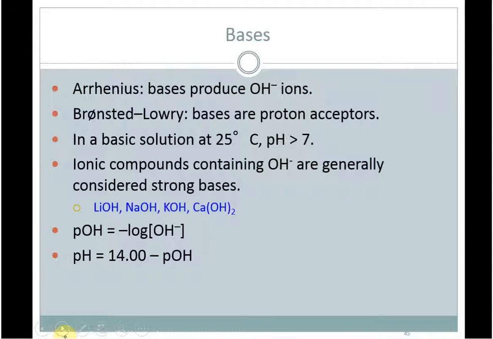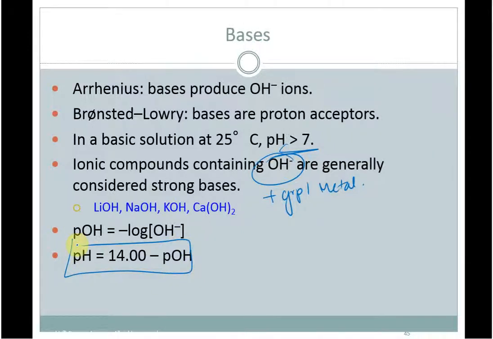Now, they're going to have pHs that are greater than 7. And generally, our ionic compounds containing an OH with a group 1 metal are our strong bases. We can calculate pOH the same way we calculated pH, negative log of the hydroxide. And we still have this relationship where pH plus pOH is going to be equal to 14.